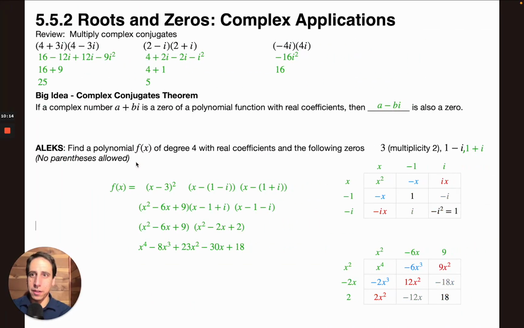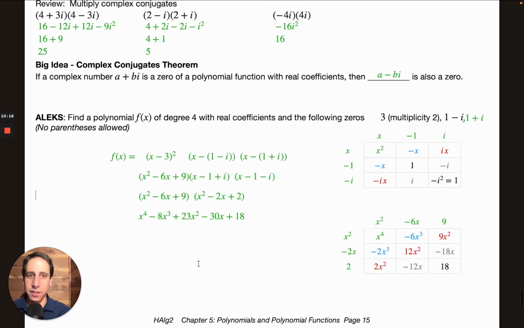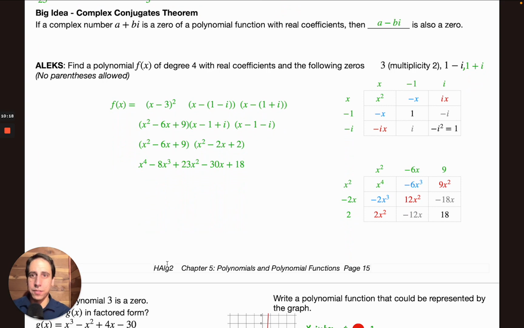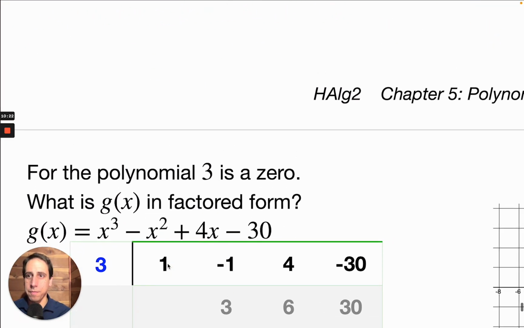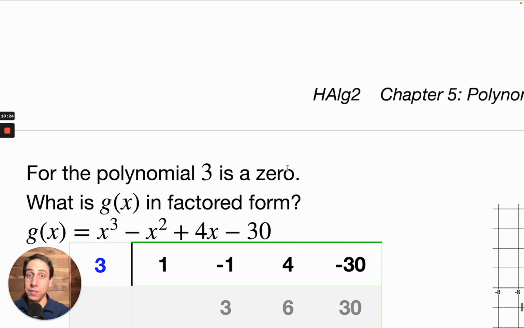Let's go back. All right. So next slide. Let's focus in on this. For the polynomial, 3 is a 0. What is g of x in factored form? So here we notice that the degree is 3, so there's going to be 3 different zeros, and they give us only one of them. They want to know what the others are.